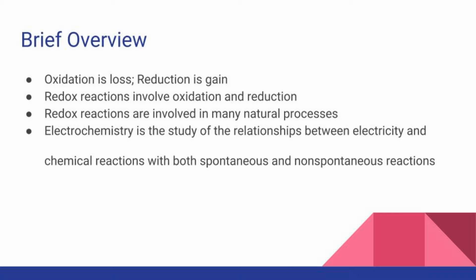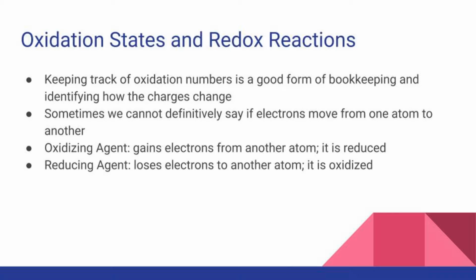And the formal definition of electrochemistry is a study of the relationship between electricity and chemical reactions, with both spontaneous and non-spontaneous reactions. Our first major topic is oxidation states and oxidation reduction reactions. Let's begin. Keeping track of the oxidation numbers of elements involved in the reaction and identifying whether oxidation state changes for any elements in the reaction helps you determine whether an oxidation reduction reaction is actually occurring.